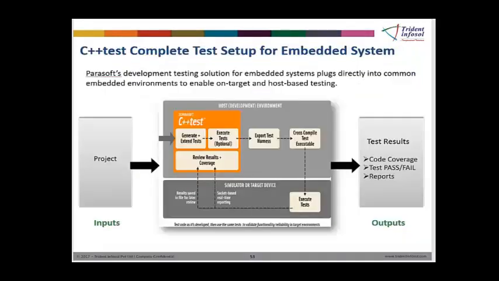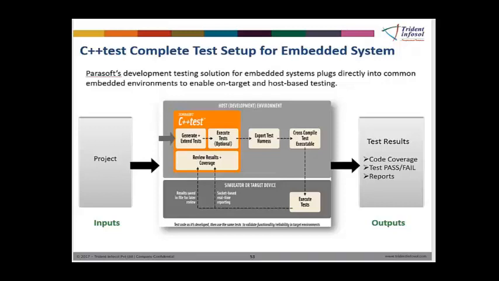C++test will also support testing your software in an embedded environment. This is how the complete setup will look for embedded system testing in Parasoft. The flow is we have to import the project. The project could be from different IDEs like IAR, GHS, Wind River, Code Composer Studio. Once we import the project into Parasoft, we need to generate the test cases for the imported project. Then with the help of cross compilers, the IDE compilers, the tool will generate the test executable.